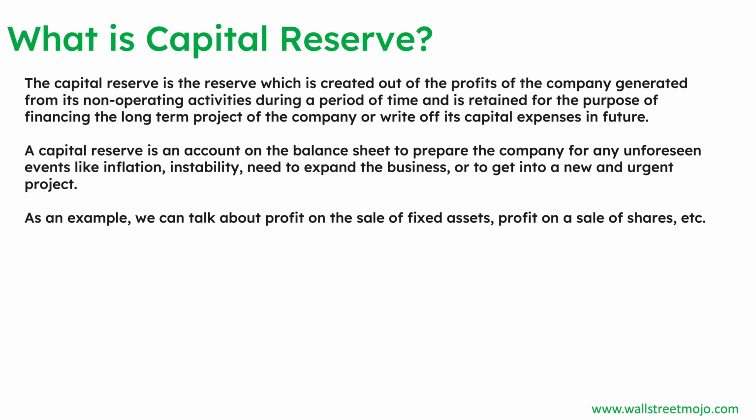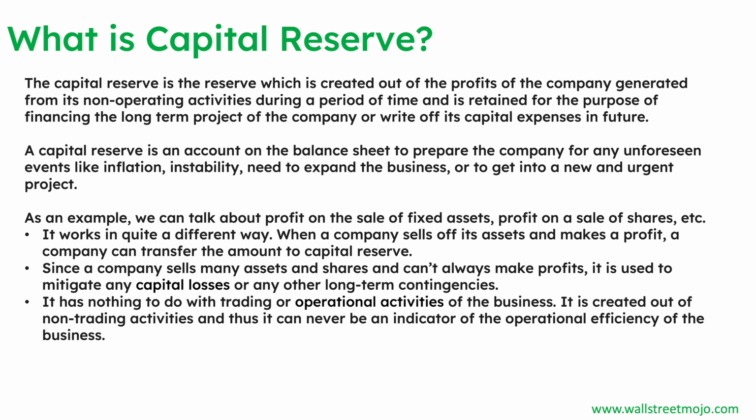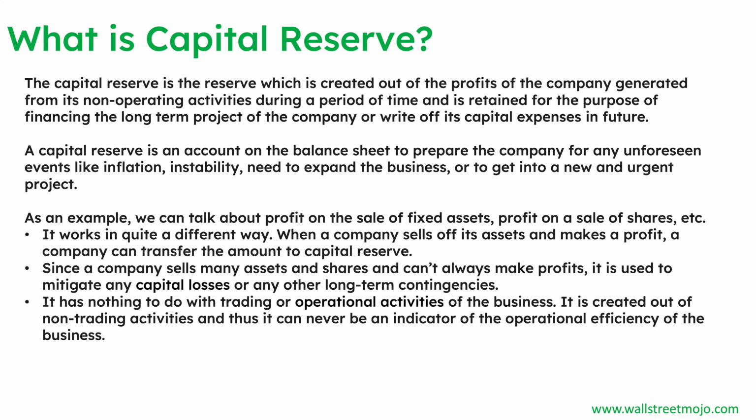As an example, we can talk about profit on the sale of fixed assets or profit on the sale of shares, or whatever it might be. So it works in quite a different way. When a company sells off its assets and makes a profit, it can transfer the amount to capital reserve. Since a company selling many assets and shares can't always make profits, it's used to mitigate any capital losses or any other long-term contingencies.